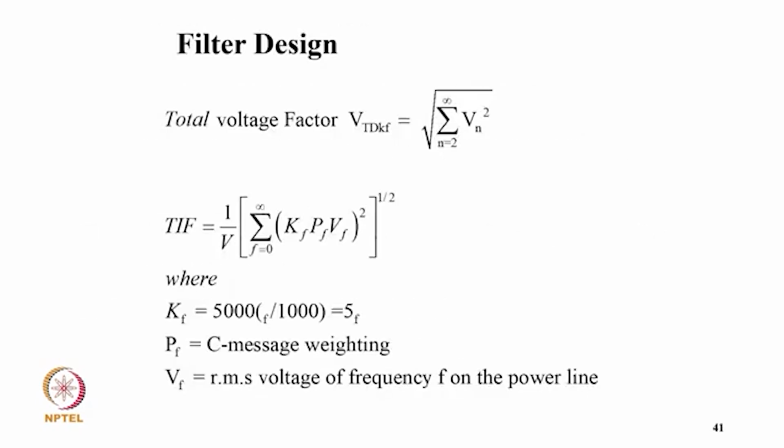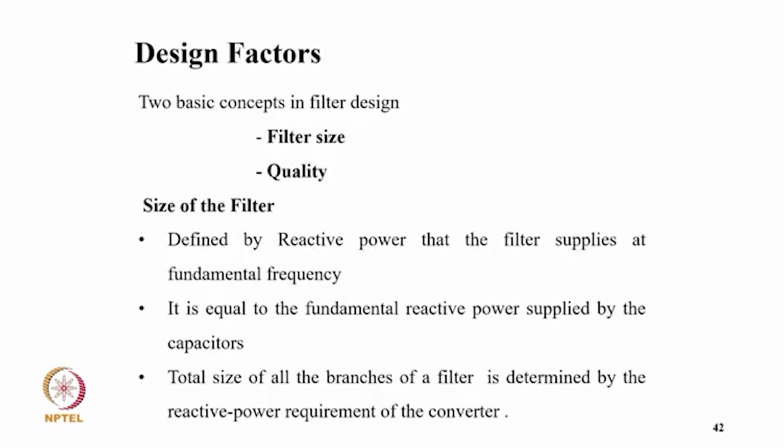Now coming to total voltage distortion factor, VTDF, there is a square root of the sum from n equal to 1 to infinity of Vn squared, and telephone interference TIF is 1 upon V, in bracket, the sum from F equal to 0 to infinity of KF, PF and VF squared to the power half, where KF equals 5000F divided by 1000, and PF is the C message factor, and VF is the RMS voltage of frequency F of the power line.